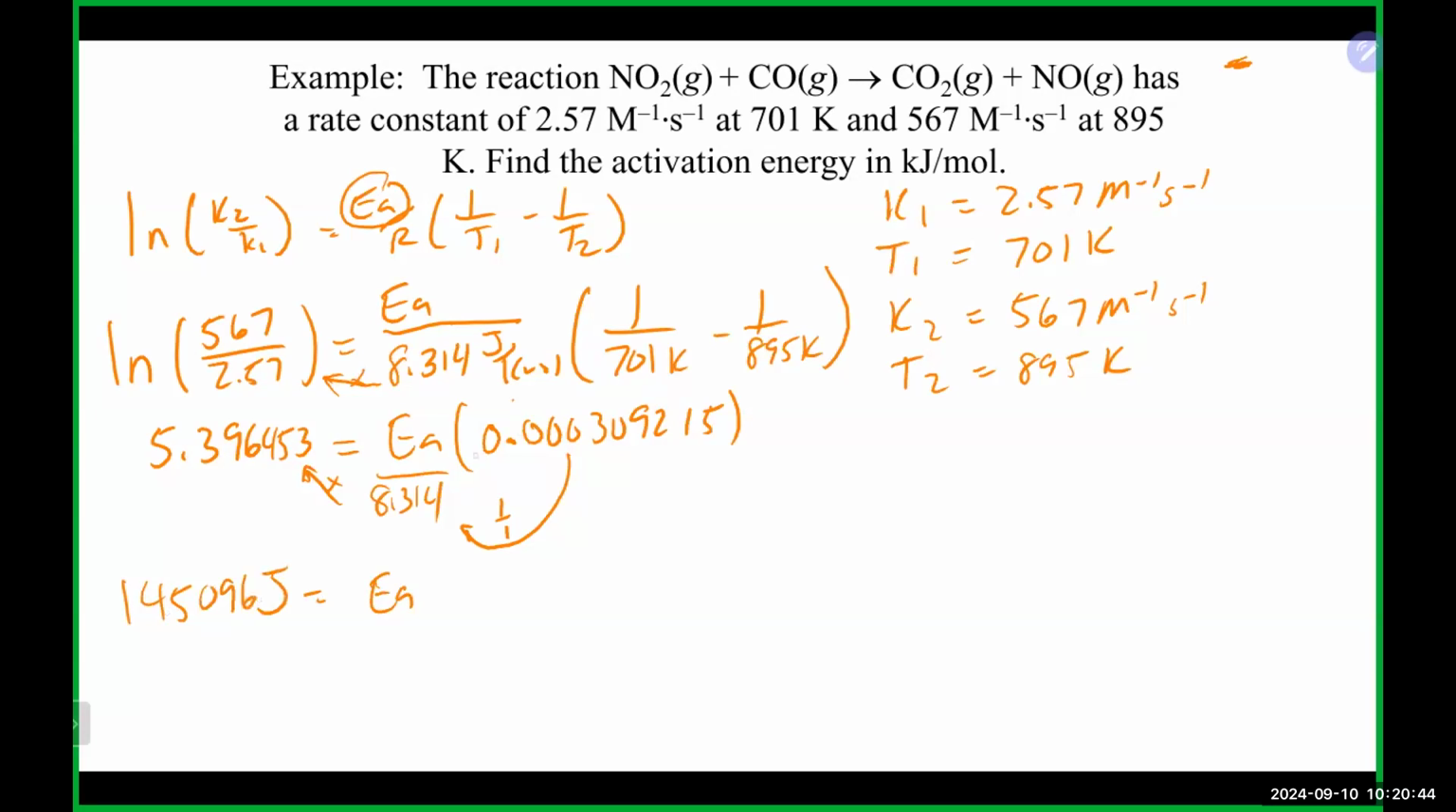145,096. The units here are going to be joules, really joules per mole, based off of the units from our R value. We could divide it by 1,000, and that's roughly 145 kilojoules per mole, which again, activation energy is usually given in kilojoules. Any questions on that there?